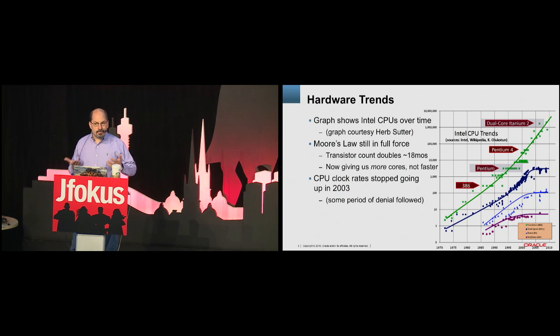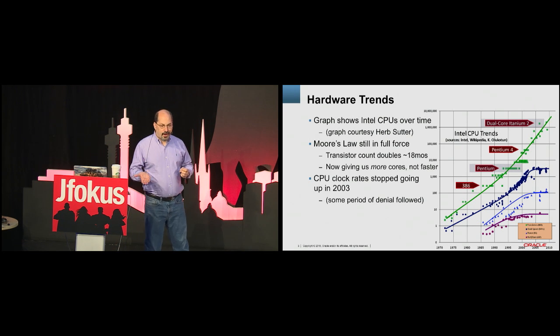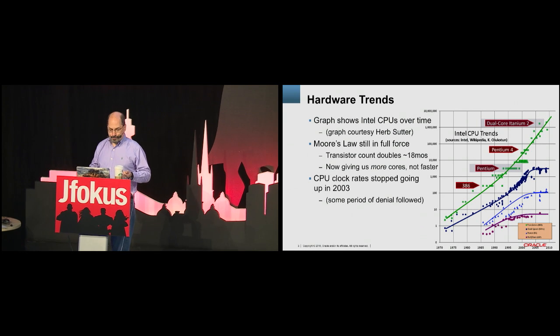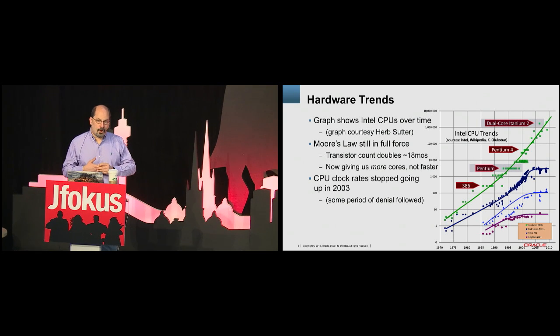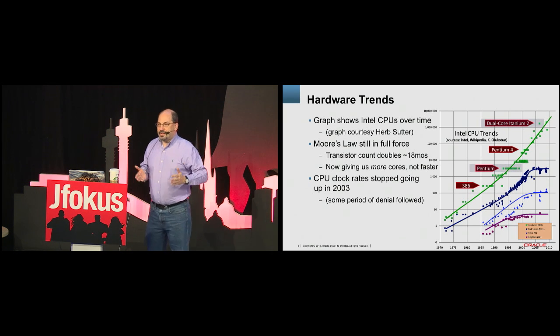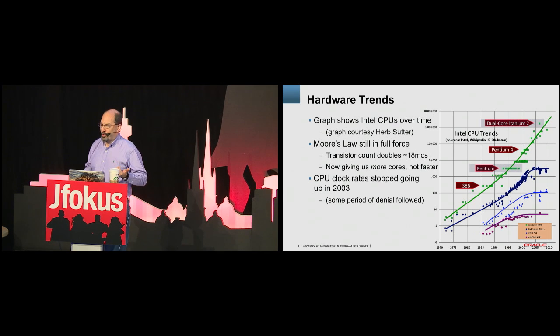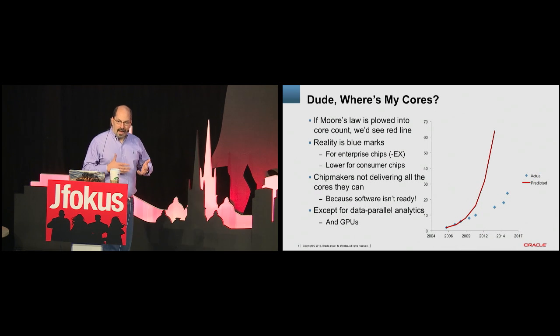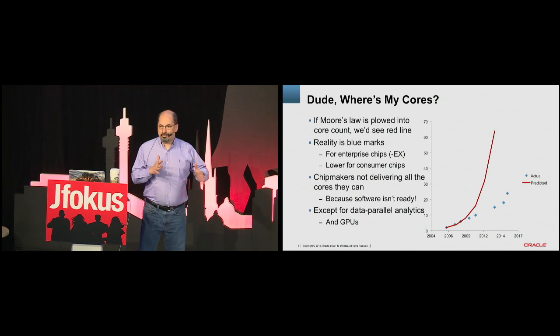So Moore's law hasn't been repealed. We're still getting more transistors every year, but we're not getting faster cores. The best that Moore's law could do for us is give us more cores. And so you would think that if we took the Moore's law dividend and plowed it entirely into giving us more and more cores, we would see an exponential increase in the number of cores on a chip. That's certainly what was predicted about 5 to 10 years ago. Now, what actually happened is something slightly less than that.